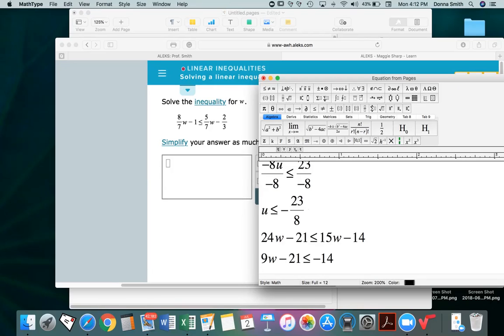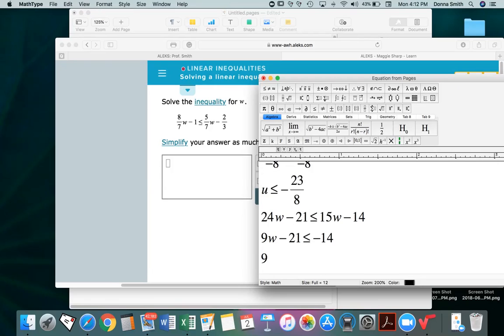Then we add a 21. Will that give us a 7? Right. No, wait, yeah, adding. Yep, that's right.